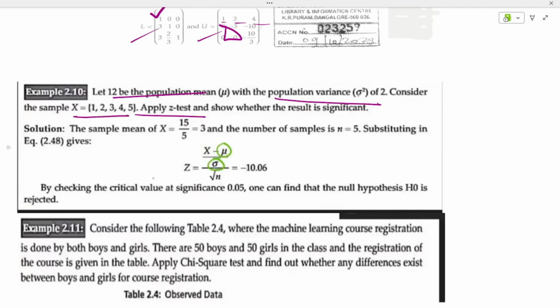Okay, consider the elements as 1 2 3 4 5. Now the mean will be 3 and the number of samples is 5. You have to substitute: x minus mu divided by sigma divided by root n. You will get it as minus 10.06, and the critical value at 0.05, as it is rejecting, the null hypothesis H naught is rejected because it is the negative value and it is a lesser value.